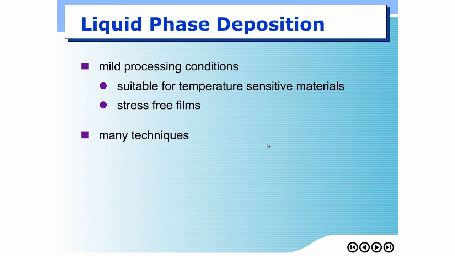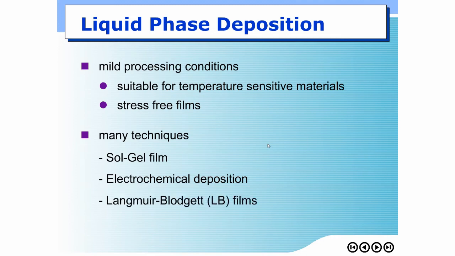Okay. There are several techniques that we will discuss in this lecture, including sol gel film, electrochemical deposition, Langmuir-Blodgett film, and self-assembled monolayer. For electrochemical deposition, this is what you learn in high school. This is called plating, so we will not discuss this in detail.